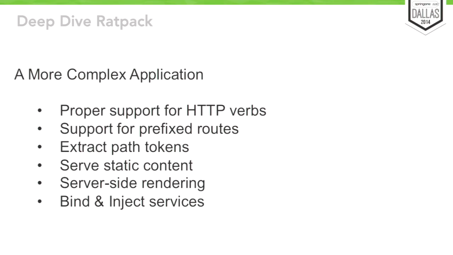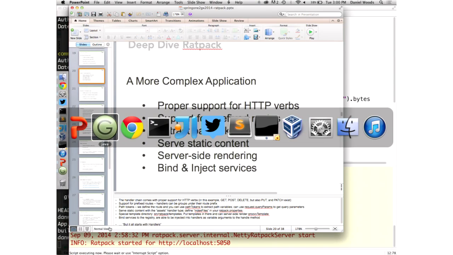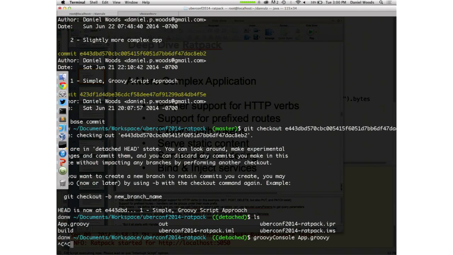We also have support for prefixed routes. So handlers can be grouped logically under a specific route. You can extract out path tokens, and we'll demonstrate all this. But you can define the route, and then you can use the path tokens to extract path variables, which is pretty cool. And you can use request.queryParams to get the query parameters that came off of the request. We can serve static content. There's a lot of stuff we can do. It's probably better to just show you.